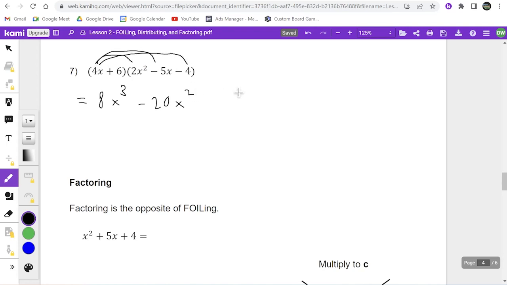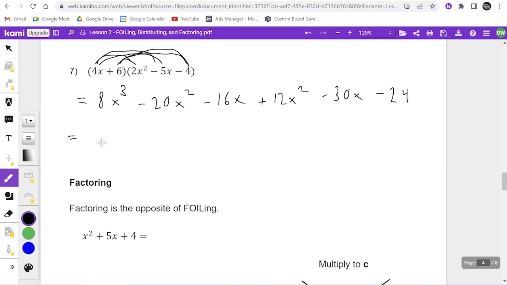Next is 4x times negative 4. That's just going to be minus 16x. Now we got the inner one with the 6. So 6 times 2x squared is plus 12x squared. 6 times negative 5 is minus 30x. And then 6 times negative 4 is minus 24.